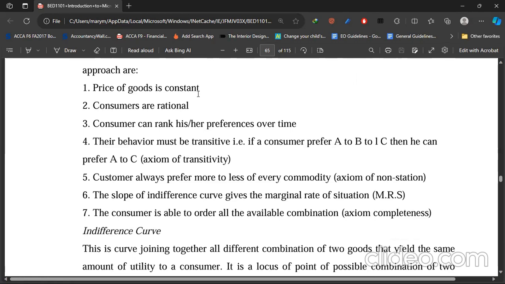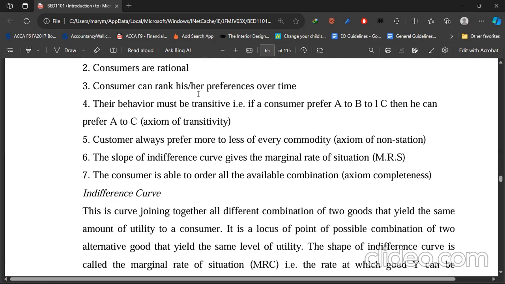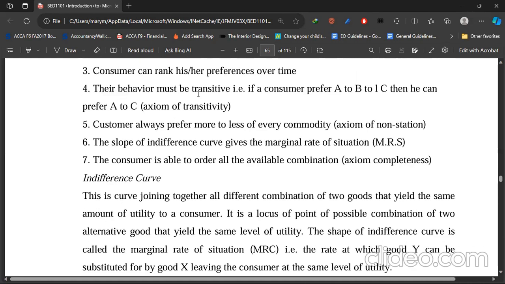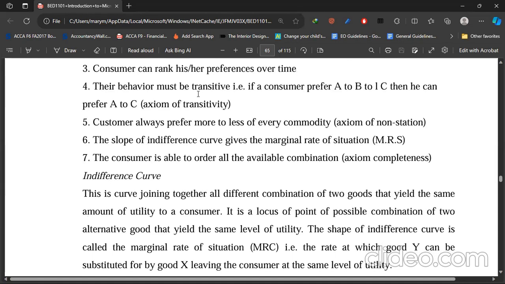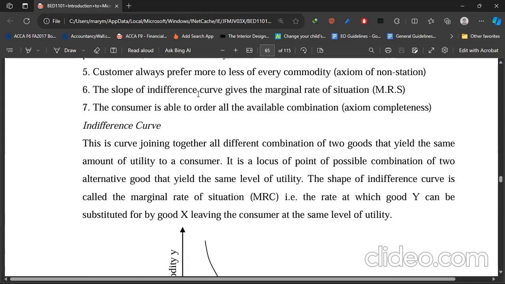the axiom of transitivity. And that is the thing I think I was able to discuss yesterday. The satisfaction transitivity is what we talk about, the axiom. Number 5, the consumer always prefers more to less of every commodity. Number 6, the slope of the indifference curve gives the marginal rate of substitution. Number 7, the consumer is able to order all the available combinations, right?